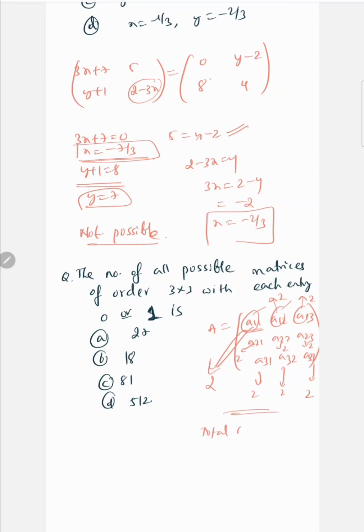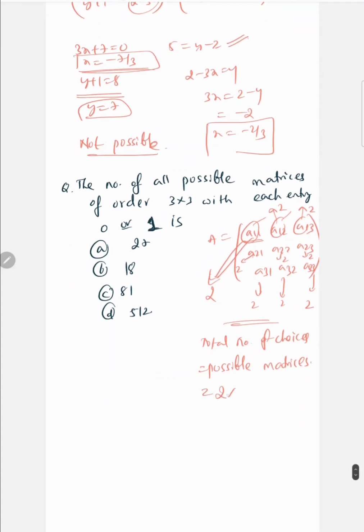Therefore, the total number of possible matrices is equal to the number of choices. This is equal to 2 into 2 into 2, 9 times, because we have 9 entries. This is 2 power 9, which is equal to 512. So the number of possible matrices of order 3 by 3 with each entry 0 or 1 is 512. This is how we can find the number of possible matrices.